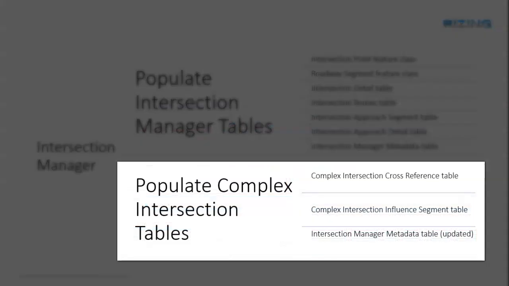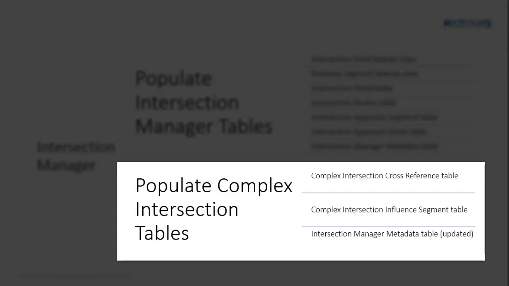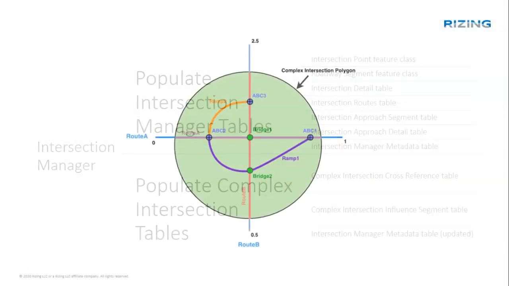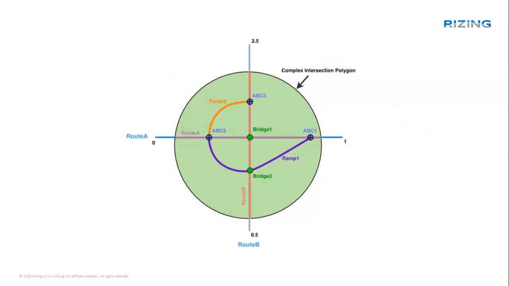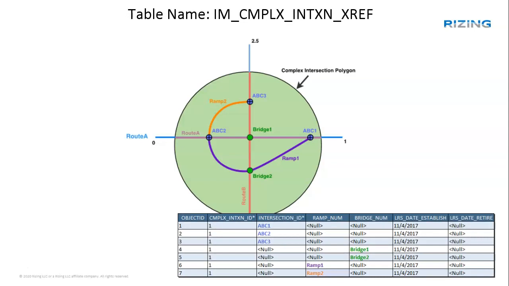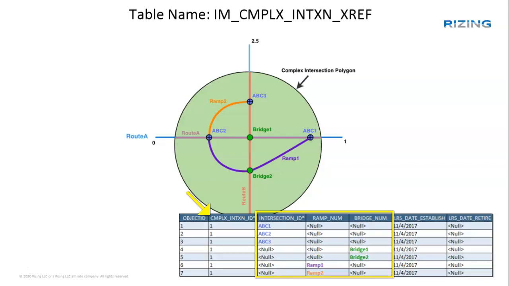Running the Populate Complex Intersection Info tool will generate two datasets. Similar to simple intersections, IM-generated complex intersections will have a unique complex intersection ID based on the polygon record that defines it. In the diagram, you can see a complex intersection polygon encompassing 2 routes, 3 intersections, 2 ramps, and 2 bridges. In this example of the complex intersection cross-reference table, you will notice that all intersections, ramps, and bridges depicted in the diagram are managed by a single complex intersection ID.